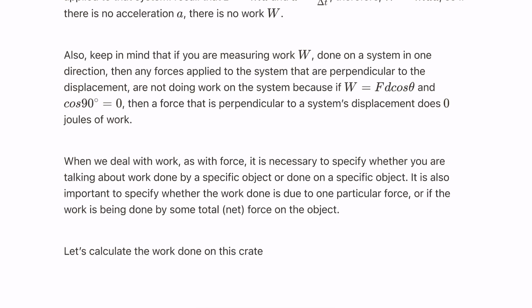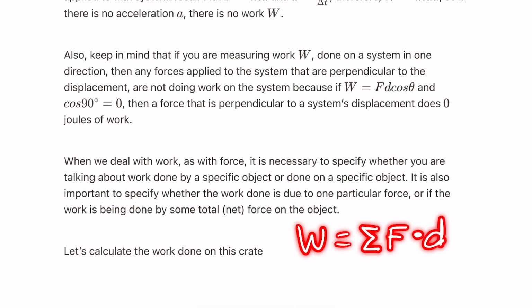Now, when we deal with work, as with force, it is necessary to specify whether you're talking about work done by a specific object or done on a specific object. It is also important to specify whether the work done is due to one particular force or if work is done by some total net force, in which case we would want that capital sigma for F. So we have to take the sum of all the forces and then multiply that sum by displacement. It would look something like this: work is equal to the sum of our forces multiplied by lowercase d, which is displacement.